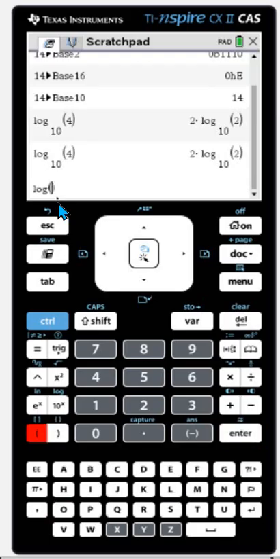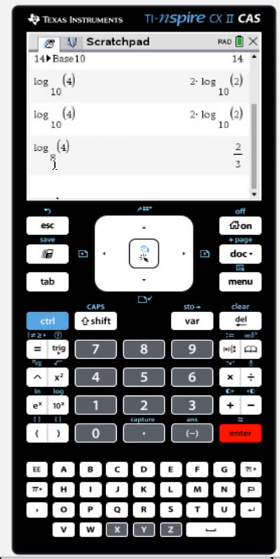Another example, log 4 radix 8 is entered like this. Happens to be 2/3. Go figure. So that's how you enter radix using logarithms.